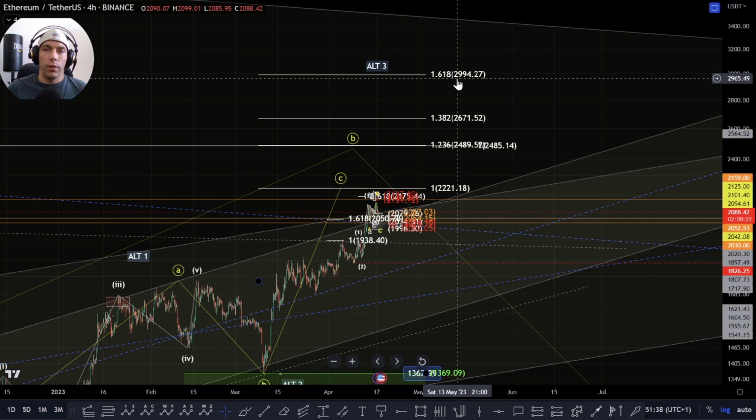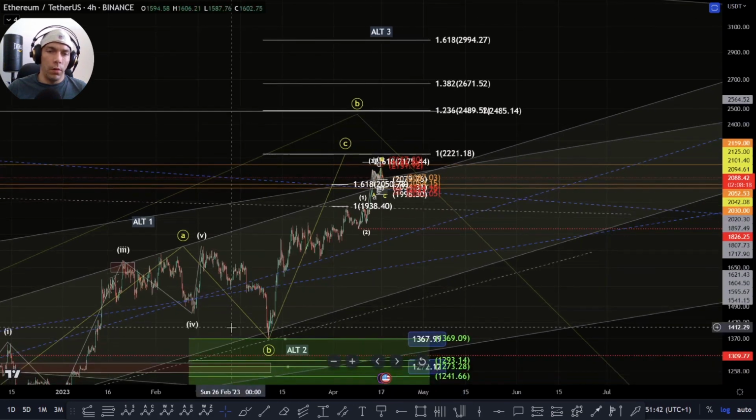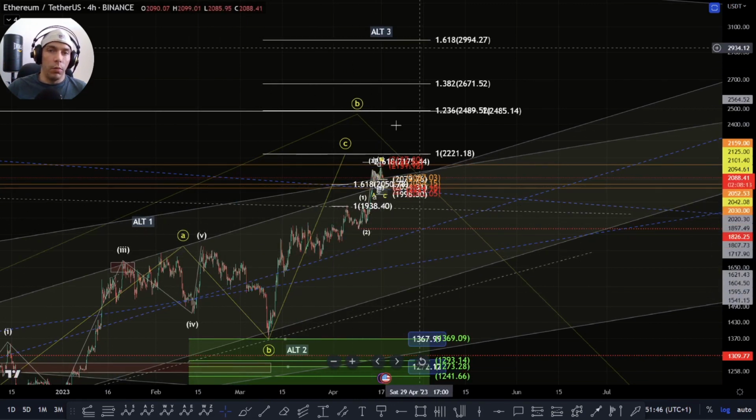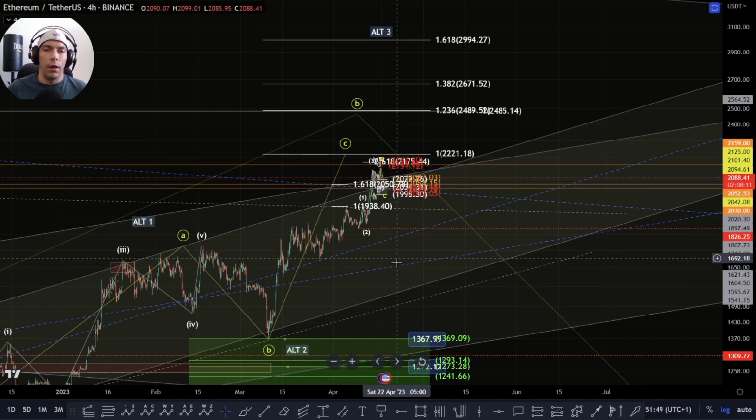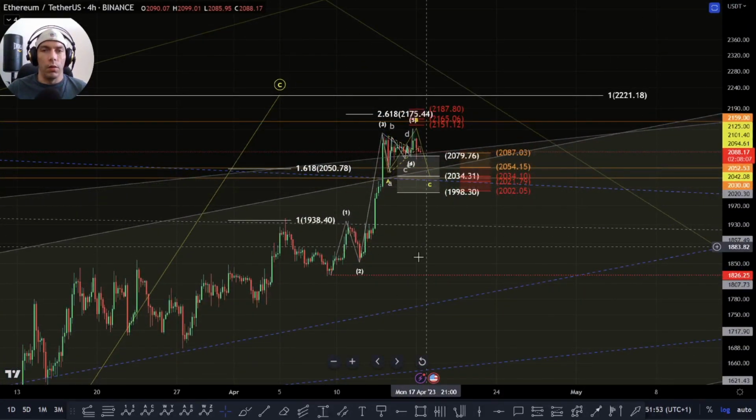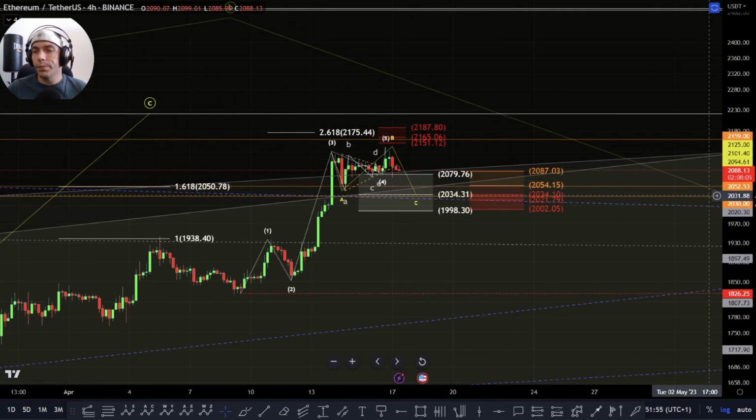We need to get back above this zone of this 2994 region, and we are potentially showing good means of getting there, but we need to see this continue to push to the upside, and not really come back and test these highs. Otherwise, the structure starts to fall apart.